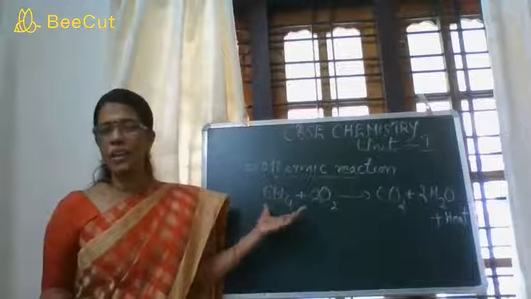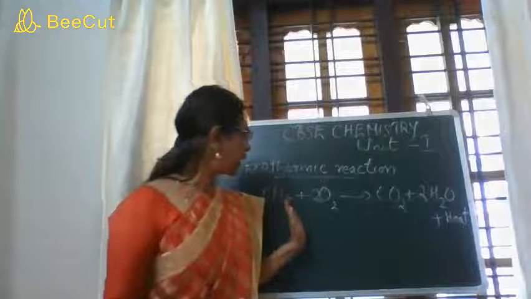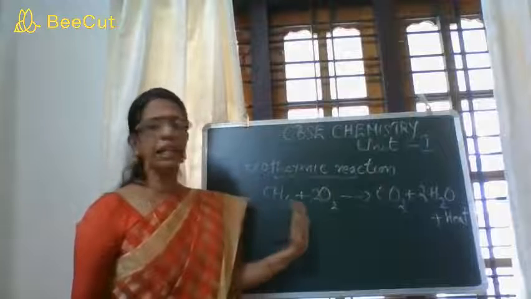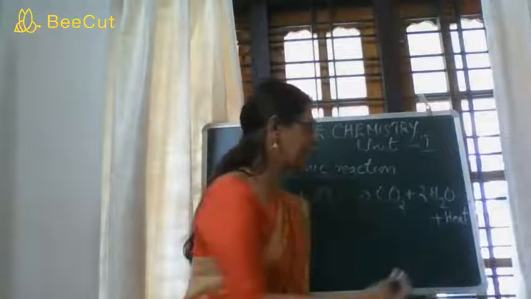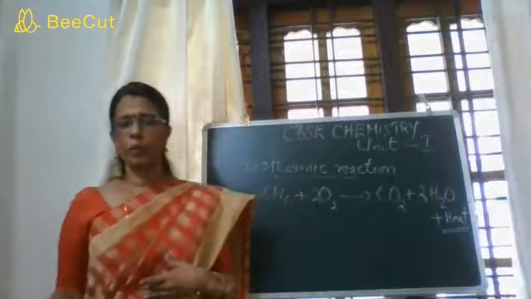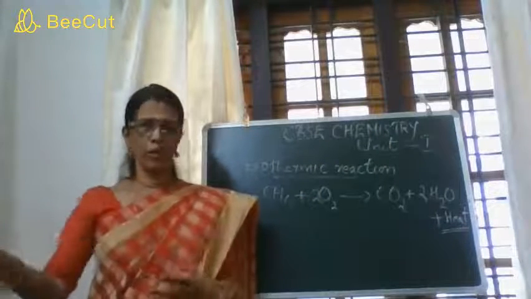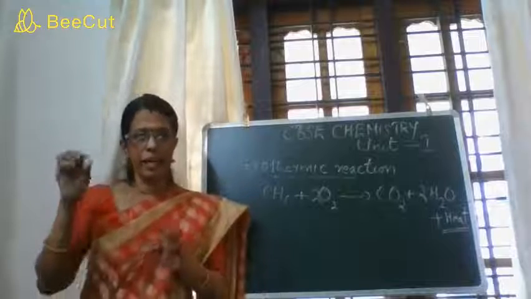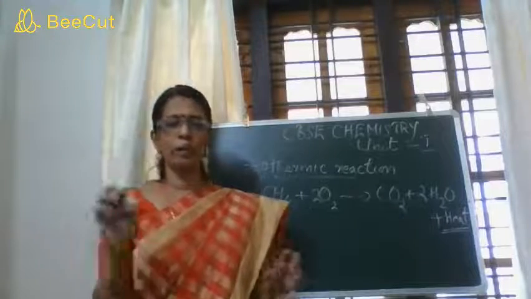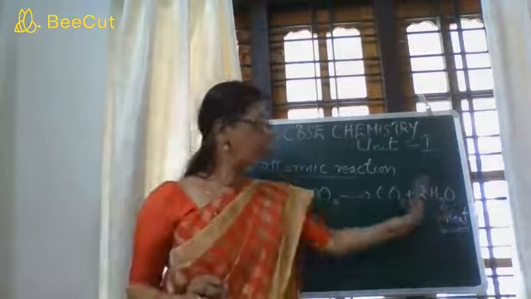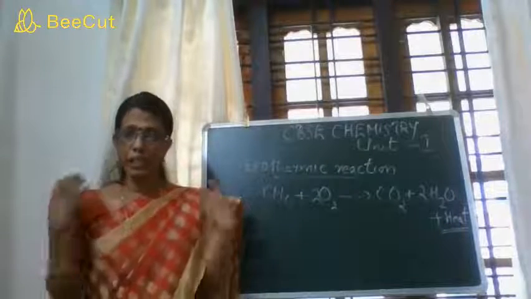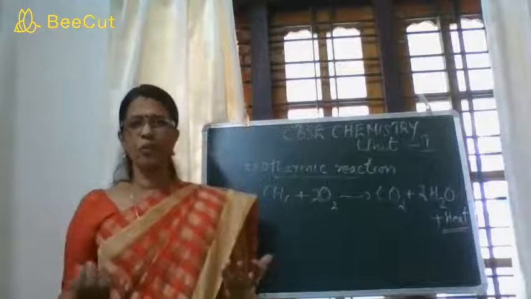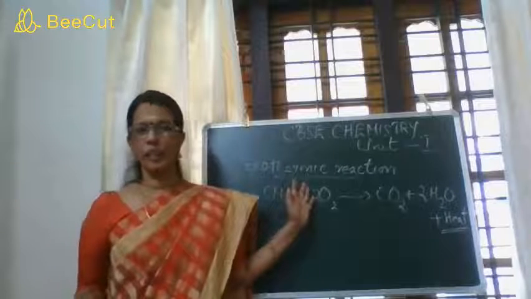Here, this is an exothermic reaction because during the burning of methane in oxygen or air, a lot of heat is produced. That is, plus heat means heat is given out during the process. Along with the product, heat is also produced. That is why we are writing plus heat along with the product on the product side. When heat is liberated or given out during a reaction, it is called an exothermic reaction.